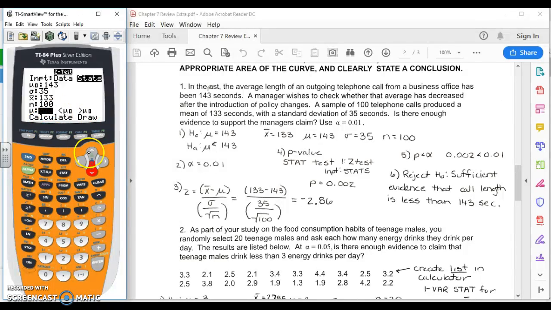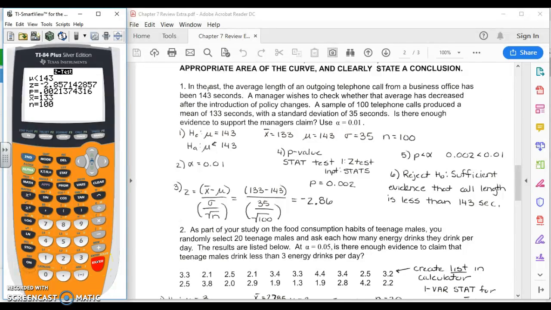From here, this is where the Ha statement comes into play, because we need to replicate that in our calculator so it knows what type of tail distribution. Since we said it's less than 143, we're going to click the second. Click enter until that's the only one blinking.